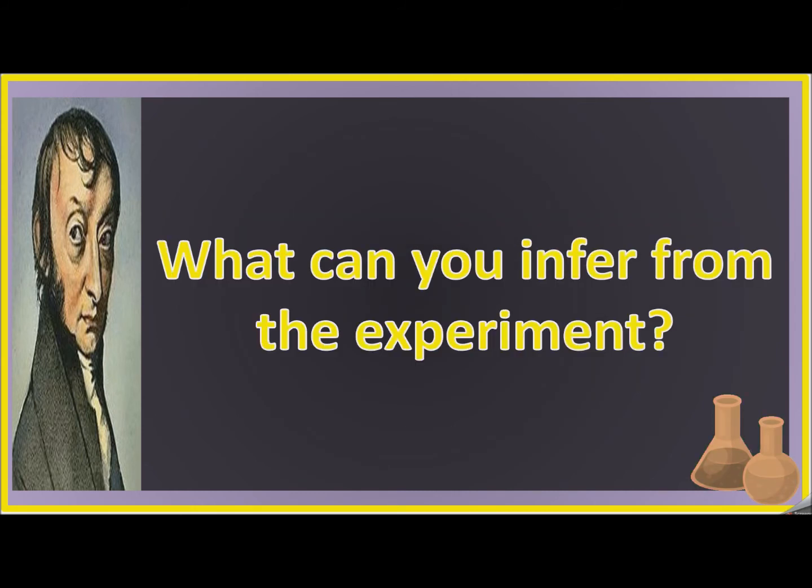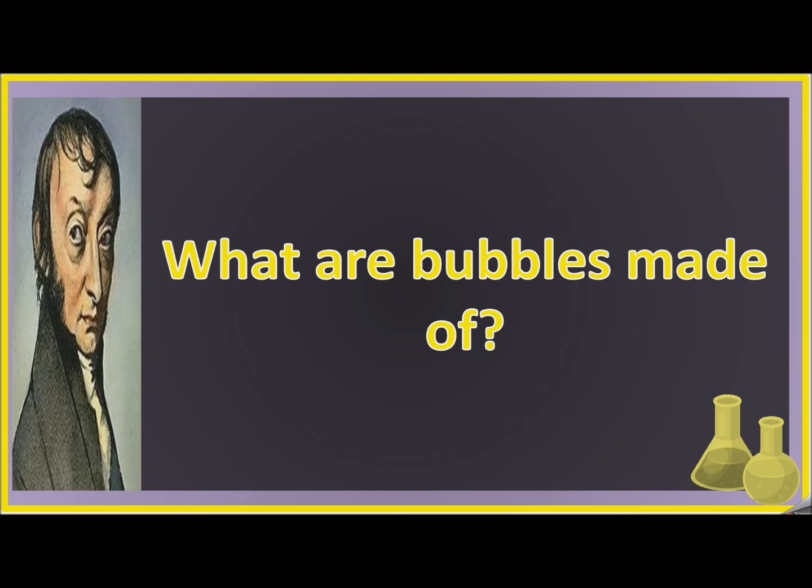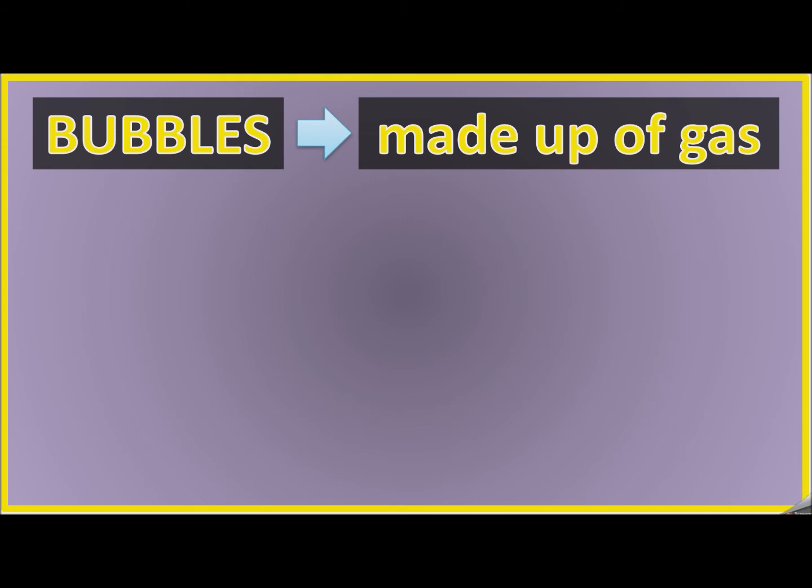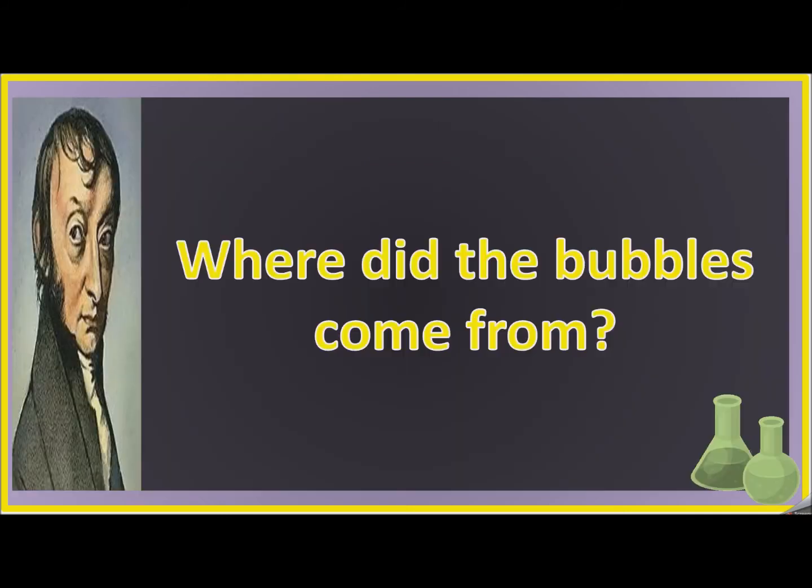What can you infer from the experiment? So nakita naman natin na nang linagay na yung baking soda doon sa vinegar ay nagkaroon ng bubbles. Ano? Medyo hindi close up yung chemical reaction. Pero if you try it, you can observe na nagkaroon ng bubbles once na na-mix yung baking soda doon sa vinegar. Okay? What are bubbles made of? Okay, yung bubbles, sa loob ng bubbles, it is made up of gas.